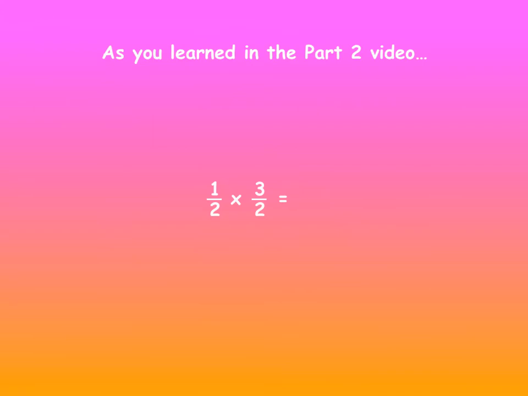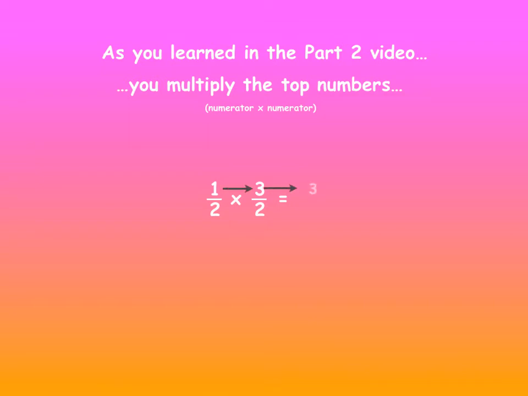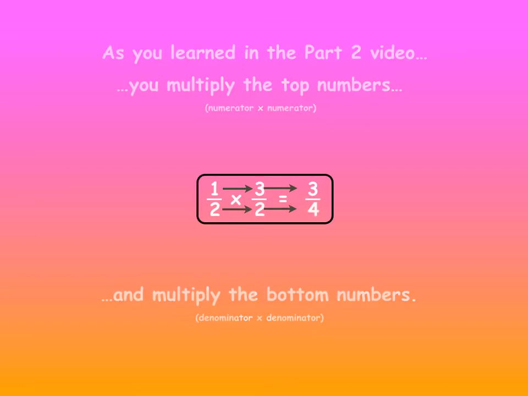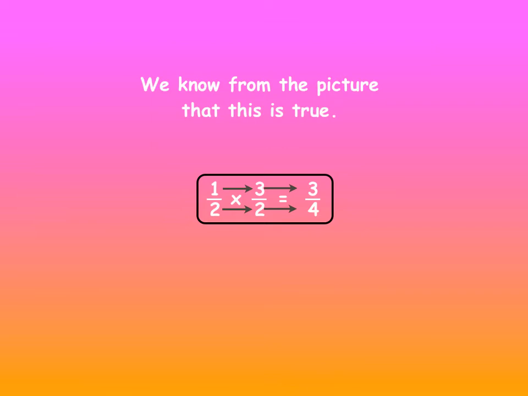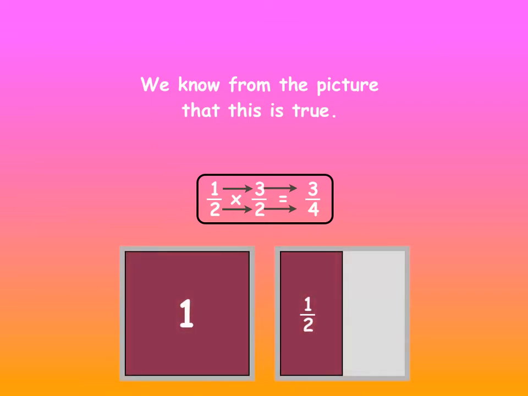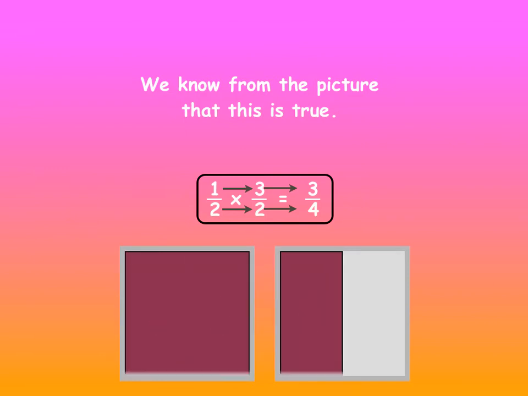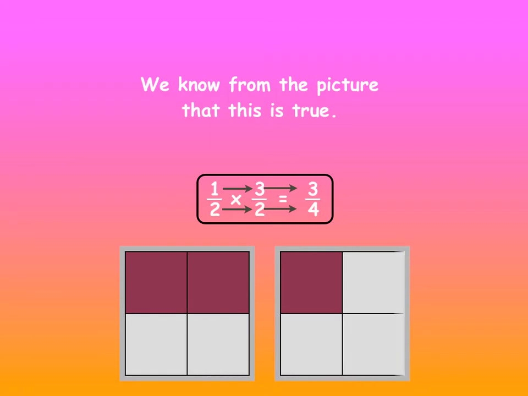As you learned in the Part 2 video, you multiply the top numbers, that's the numerator times the numerator, so 1 times 3 is 3. Then you multiply the bottom numbers, that's the denominator times the denominator, 2 times 2, which is 4. And we know from the picture that this is true. Here's 1½ which is the same as 3/2. Now let's take half of that. Draw lines, rearrange, and we can see 1/2 of 3/2 is 3/4.